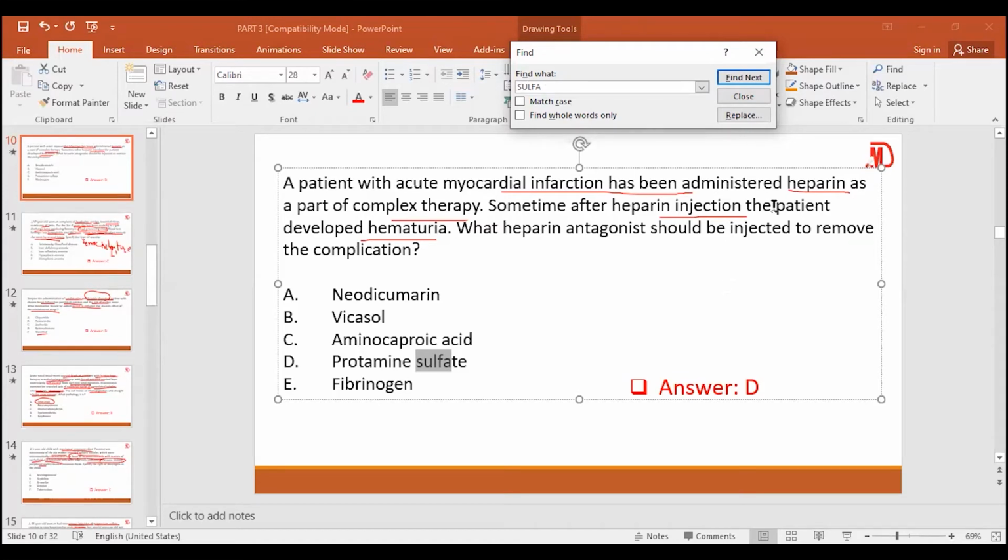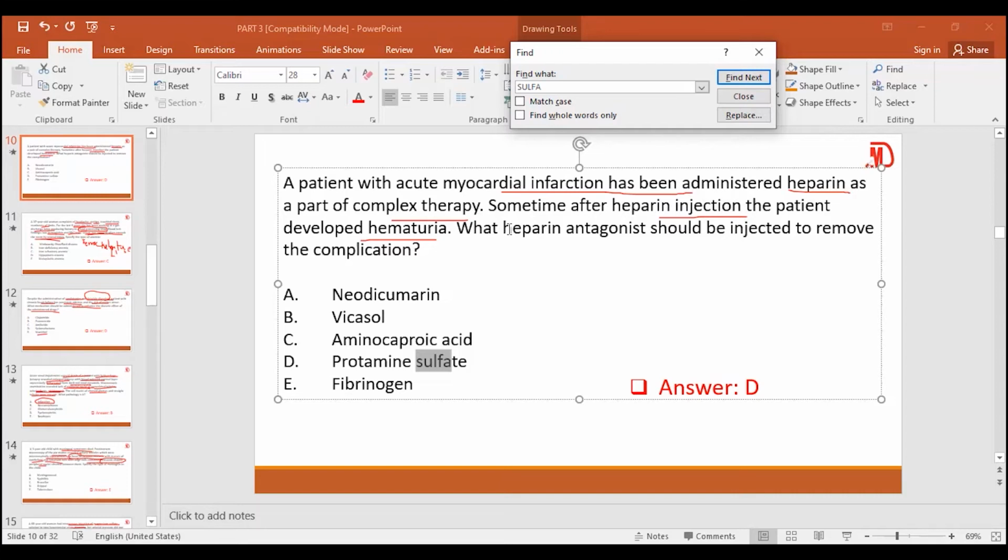Good. This person was given heparin to prevent coagulation, because with people with myocardial infarction, coagulation can easily lead to other conditions that you don't want to have. Sometime after the heparin injection, the patient developed hematuria. That means that the overdose is now causing the complication of bleeding.